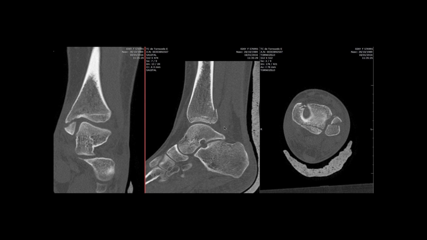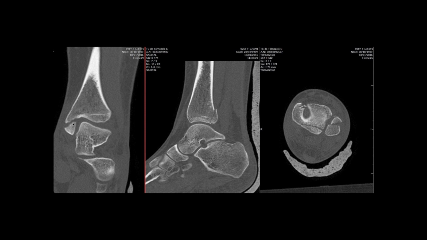Let me ask you a question before we go on. Is the posterior malleolus a problem here? I'm guessing no. And that's correct. Is the medial malleolus a problem here? Yes, big time. Okay. What's the mechanism of injury here? Supination, external rotation.